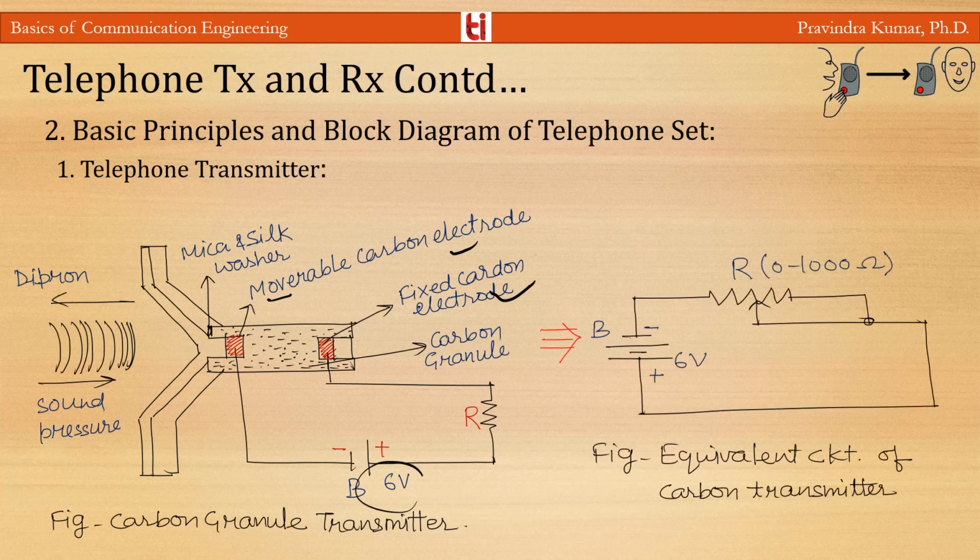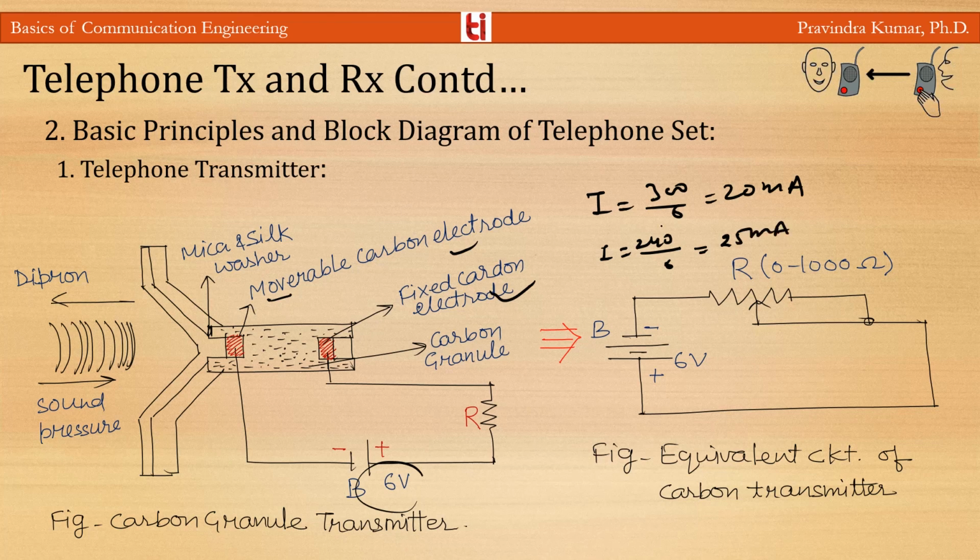And you can see the equivalent circuit of the carbon transmitter on your screen. The circuit consists of battery B and variable resistance R, which represents the variable resistance of the carbon granules. Let the battery have an EMF of 6 volt, and R may be varied from 0 to 1000 ohm with the normal setting of 300 ohm. So the current with 300 ohm will be 6 by 300, or you can say 20 milliampere. If the resistance is reduced to 240, then the current will be 6 by 240, that is 25 milliampere, and if the resistance is reduced to 200, the current will increase by 3 milliamperes. So here you can see resistance changes can change the current.